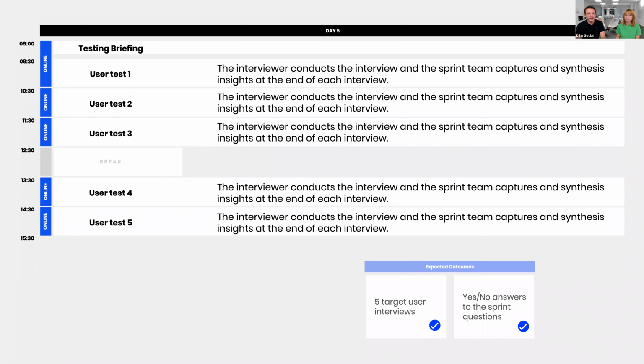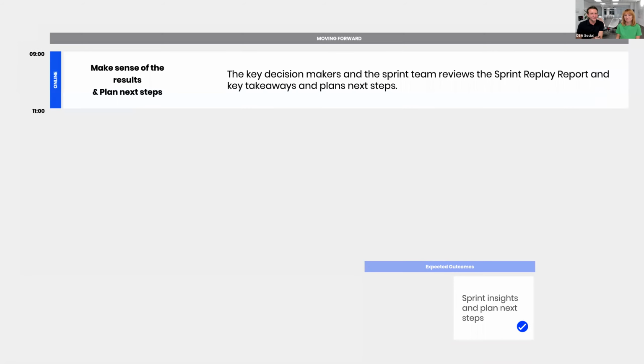And then the last day is something everyone's familiar with. We start the morning by briefing the team on how they should take notes, right? How they should gather the feedback, because it's really important to capture it. And then we have the user testing sessions. So that's how the remote sprints end. Incidentally, it's 5 days, kind of classic from that perspective.